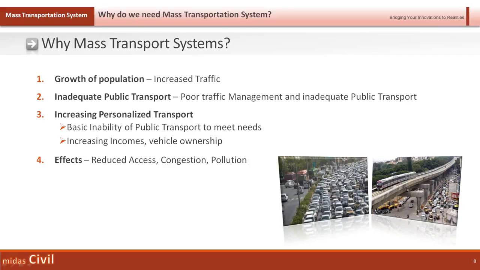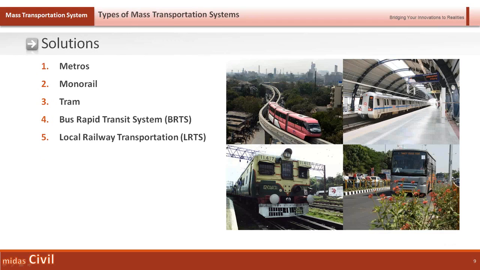So due to these reasons, it leads to reduced access to all the locations. Also, it leads to traffic congestion and pollution, which more or less causes a lot of road stress. So as a solution, we have different types of mass transportation systems, as follows.